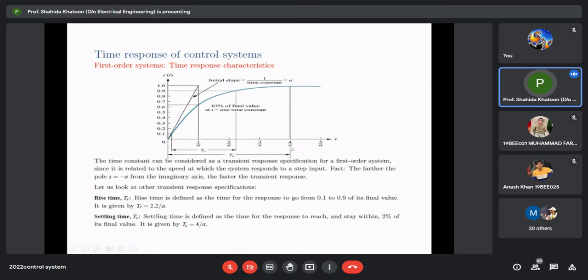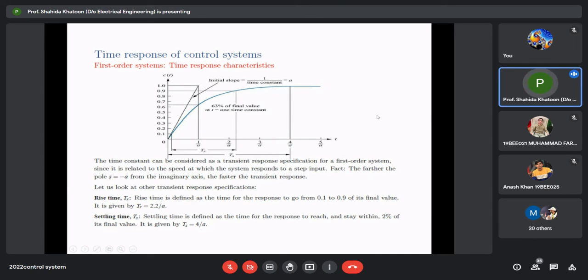So basically, at 4 by a we get the settling time. Rise time Tr is defined as the time for the response to go from 0.1 to 0.9 of its final value, and it is given by 2.2 upon a. And settling time is defined as the time for the response to reach and stay within 2% of its final value. It is given by 4 by a.